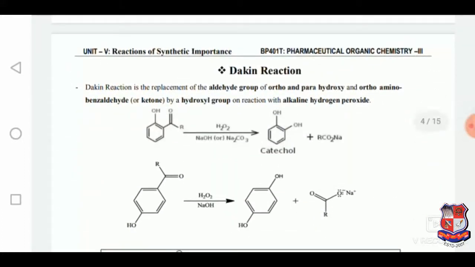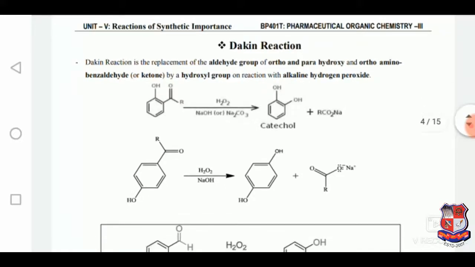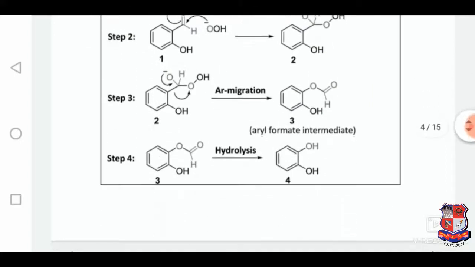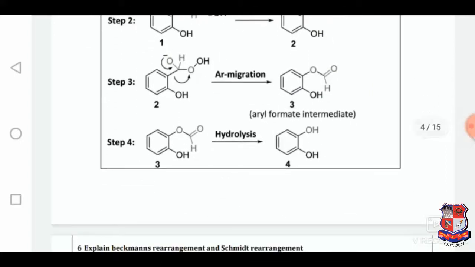Dakin reaction. It is a replacement of the aldehyde group of ortho or para-hydroxy and ortho-aminobenzaldehyde by a hydroxyl group on reaction with alkaline hydrogen peroxide. This is the mechanism showing how the various steps occur in this reaction.